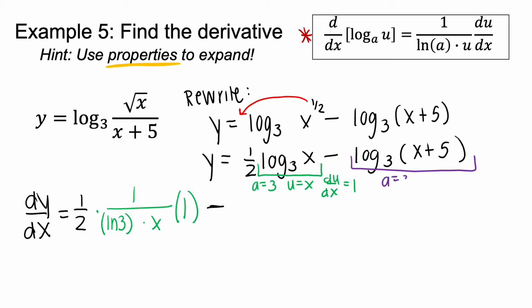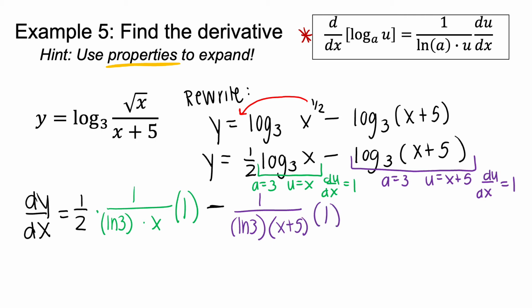Our a is still equal to 3. This time our u is equal to x plus 5, and du dx is still equal to 1. So our derivative here would be 1 over the natural log of 3 times u, which is x plus 5, and then again times 1. So take a second and make sure you can at least fill in all of these pieces. And then from here, I'm just going to do one quick simplifying step. We're not going to find a common denominator, but let's just clean this up a little bit.